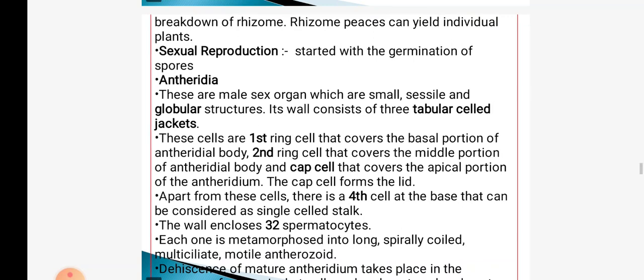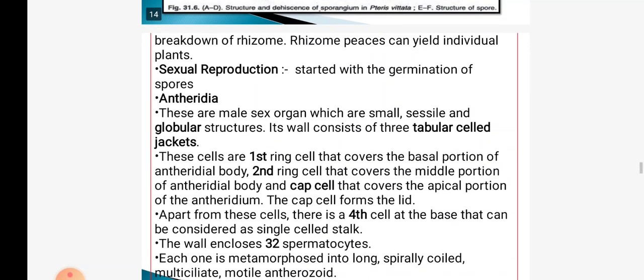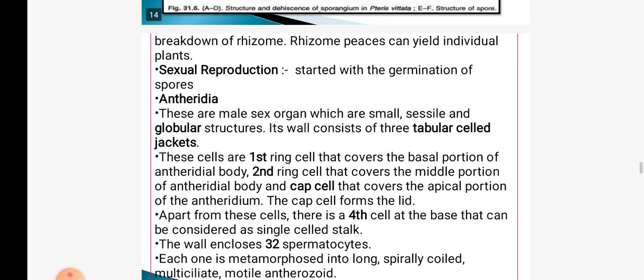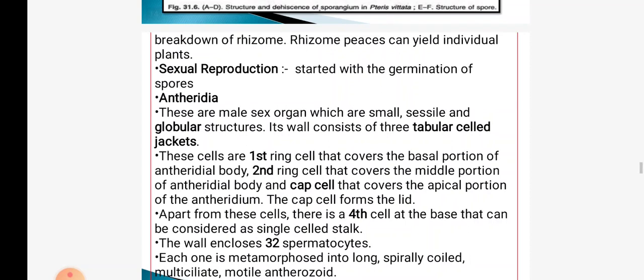The next part is reproduction. Reproduction in the Pteris takes place by vegetative method and sexual reproduction method. By breakdown of rhizome, rhizome pieces are formed and new plant is developed from this rhizome. This is vegetative method of reproduction.